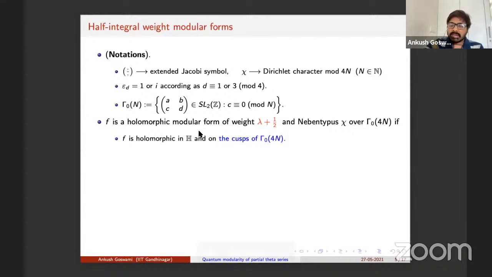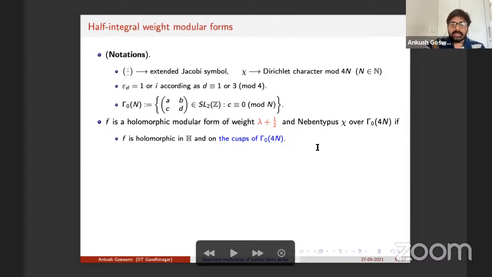Now, what do I mean by the cusps of gamma sub 0 4n? So, in order to define a modular form, you need to look at the action of a group on the upper half plane. In this case, the group is gamma sub 0 4n, and gamma sub 0 4n acts on the upper half plane H by fractional linear transformation. And you'd like to see what happens when gamma sub 0 4n acts on the set of rational numbers Q. And the set of equivalence classes that you get under the action of gamma sub 0 4n on Q will actually give you the cusps of gamma sub 0 4n.